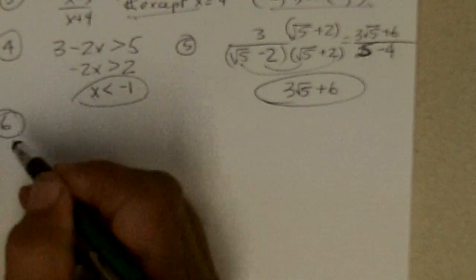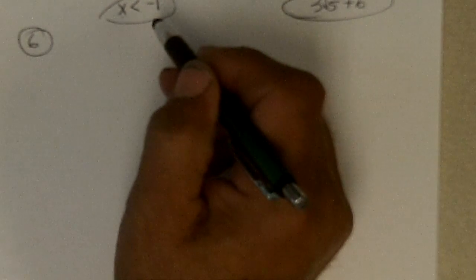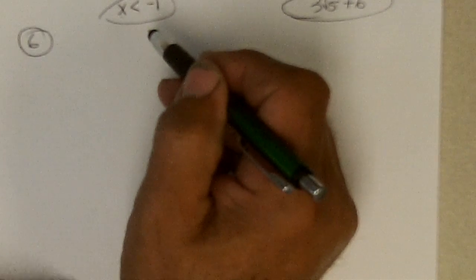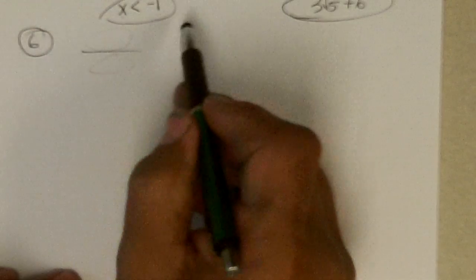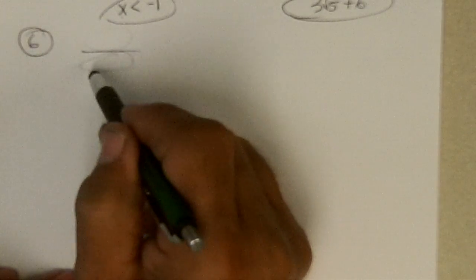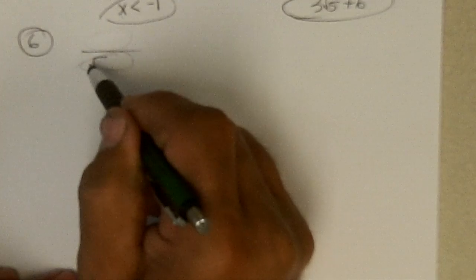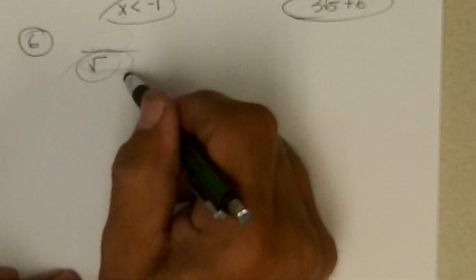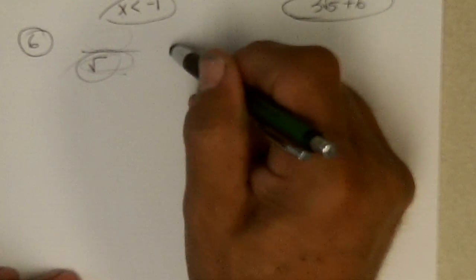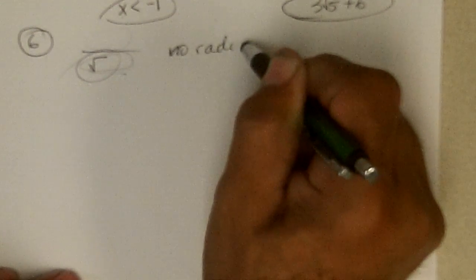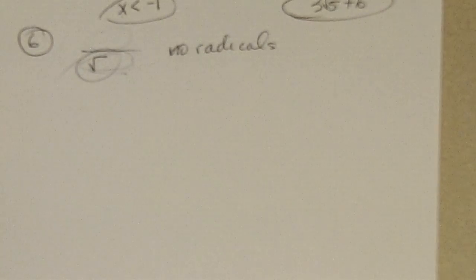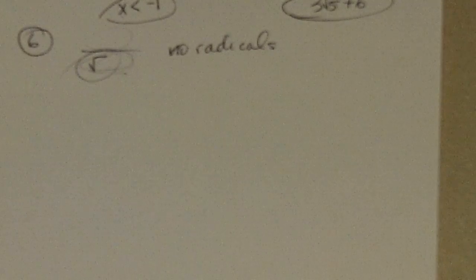6 says the quotient is considered rationalized if the denominator contains no radicals. A quotient is the answer to a division problem, and if the denominator, which is the bottom part of this fraction, has no square roots or cube roots or any kind of radical in it, then it's considered rationalized. So no radicals in the denominator. That's what they wanted you to get to.